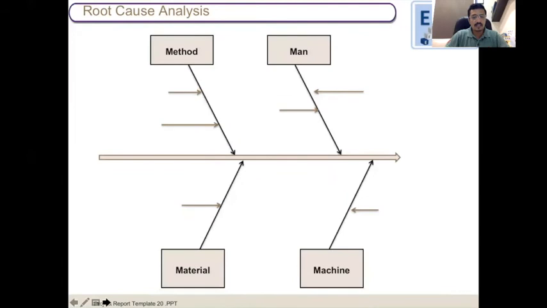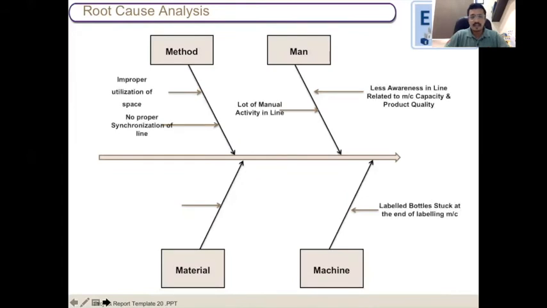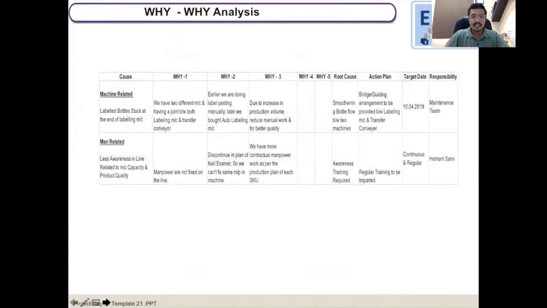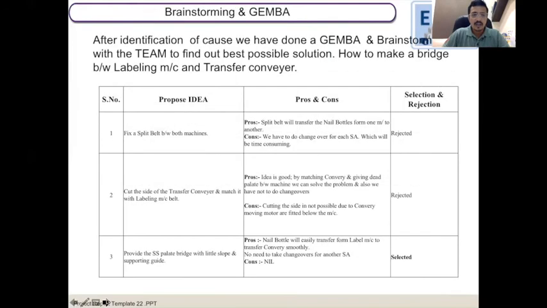So this is how they have documented man, machine, material, method, and they have identified the critical cause which is impacting the productivity. So this is what they've designed, and then they did the why-why analysis. We have already seen this. So they put the why-why analysis in a proper way, and then with the action plan and target, the team has decided that they will be working on this particular solution.